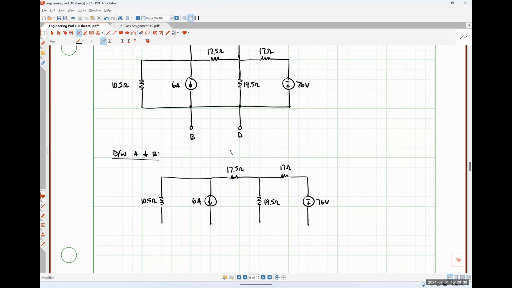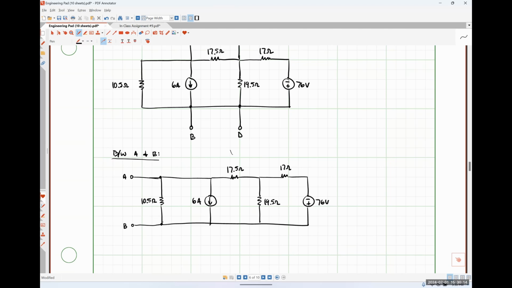76 volts. Because I'm trying to find the Thevenin equivalent with respect to terminals A and B, terminals C and D literally do not matter at all. So I'm just not going to bother drawing them. And I'm going to choose to put terminal A over here, and terminal B down here. So these terminals are still connected to the same node. I've just drawn them in a way that looks a little bit more like we're used to.